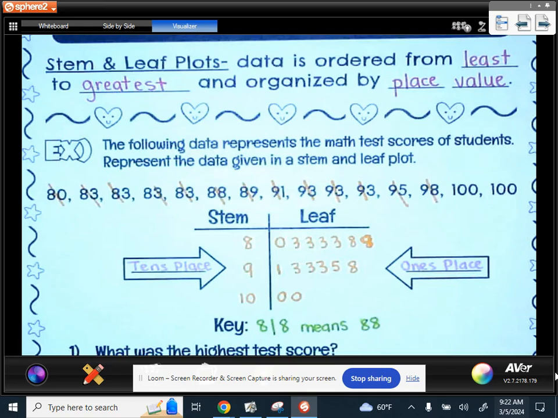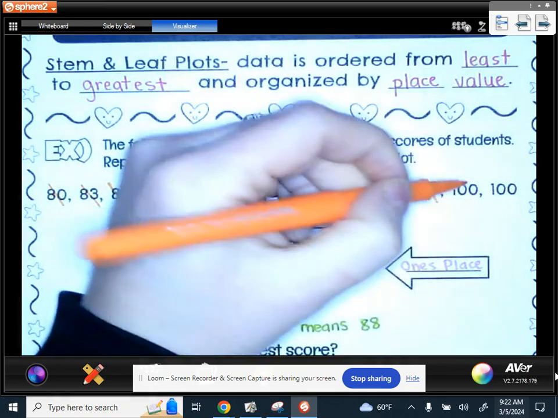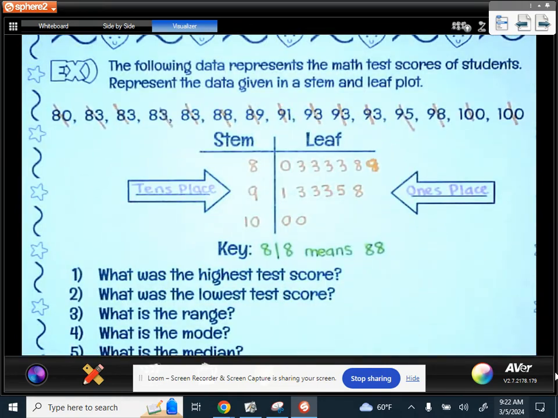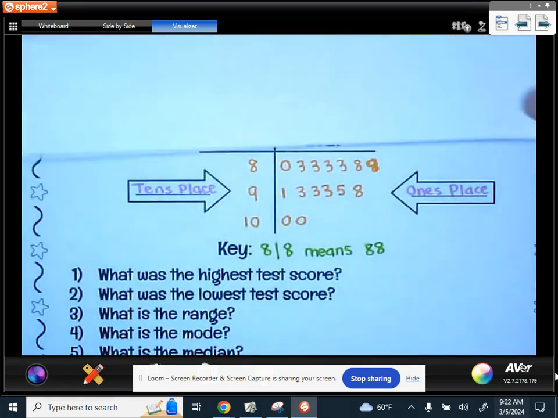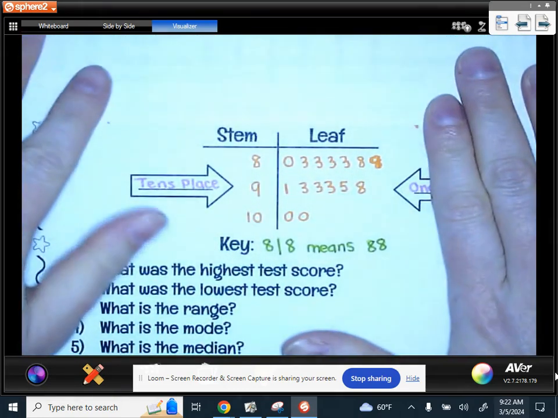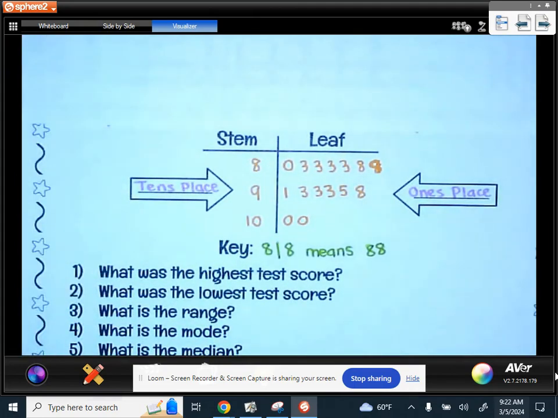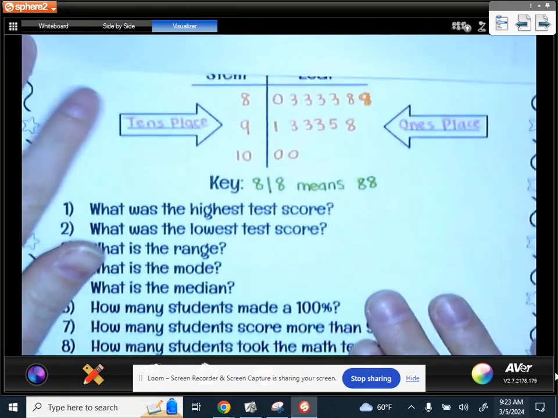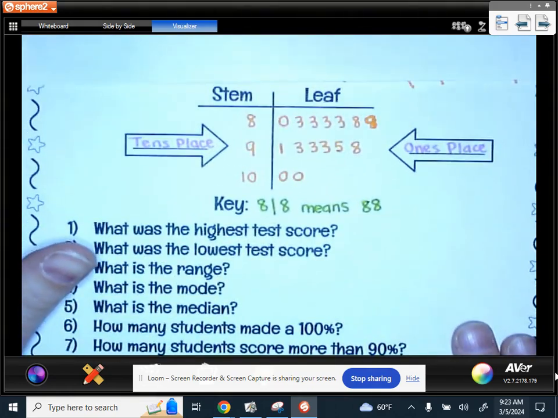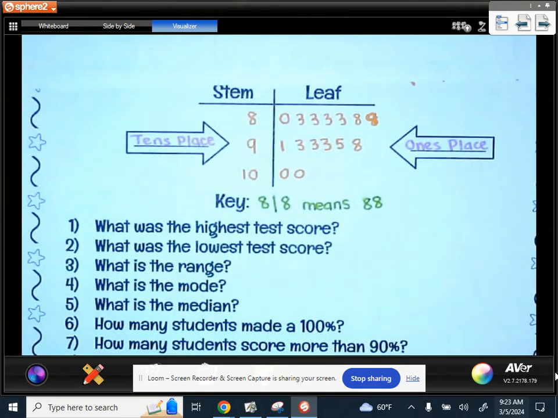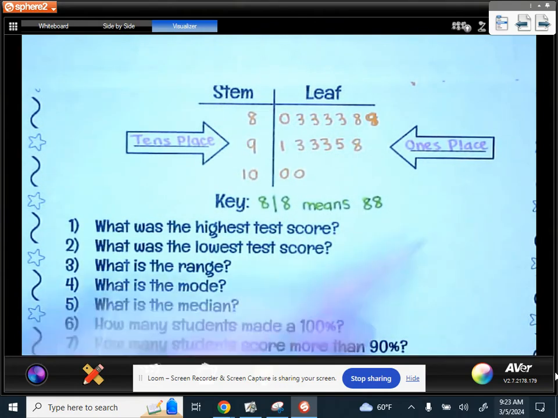Okay, so some questions that they could ask us on a stem and leaf plot down at the bottom. What was the highest test score? I want you to pretend that these up here are not there anymore, because obviously we could look at those things and figure it out, but we want to be able to do it just from the stem and leaf plot. So you're going to find your highest number by looking at your highest stem and leaf together. And so our highest one is 100.